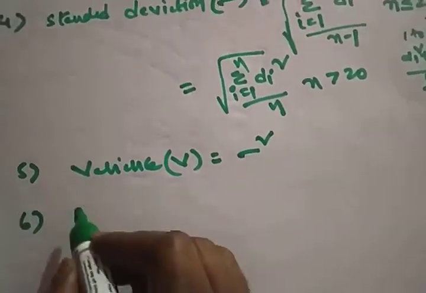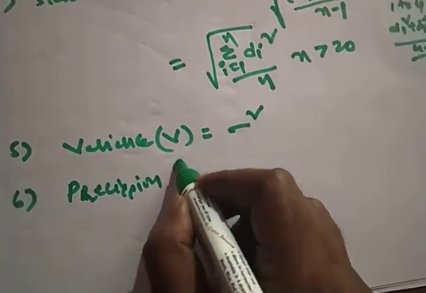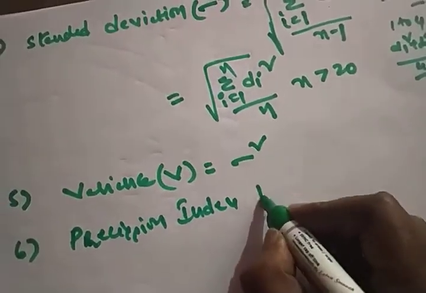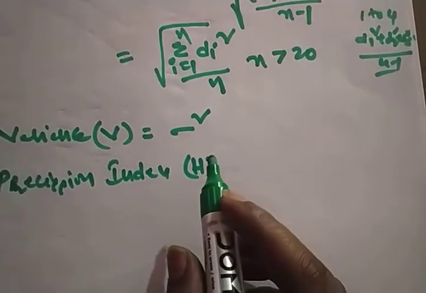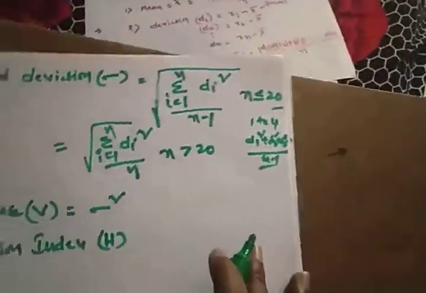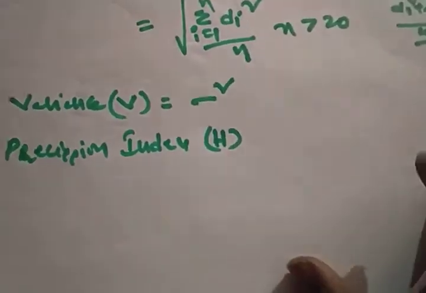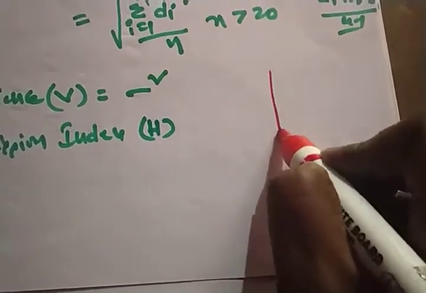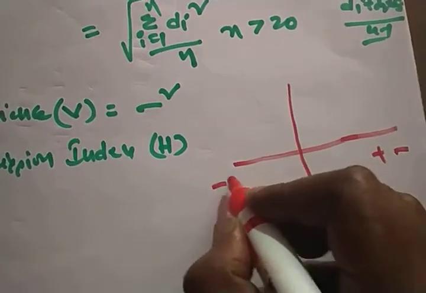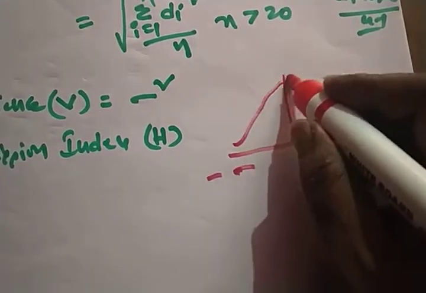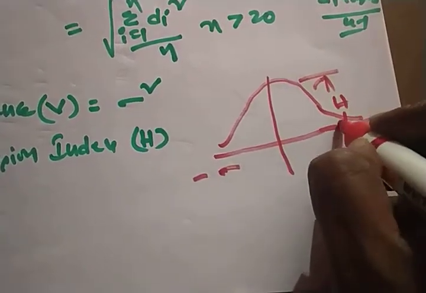Next, what is the precision index? The precision index can be denoted by the h value. The precision index is nothing but the height value. For suppose there is a plus sigma and a minus sigma, right? So this is the height value, which we can call the h value.